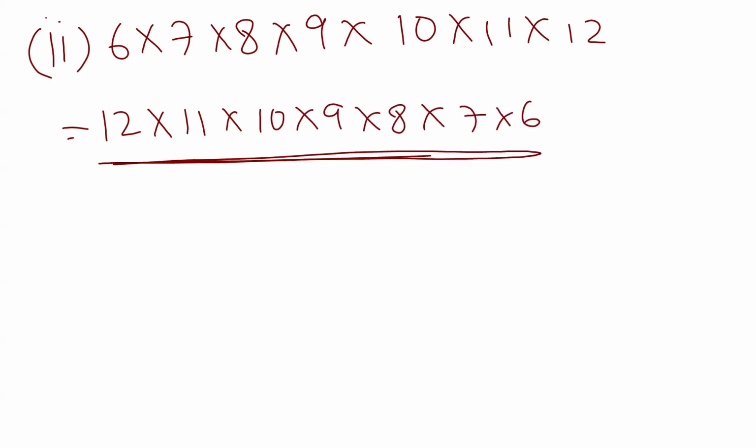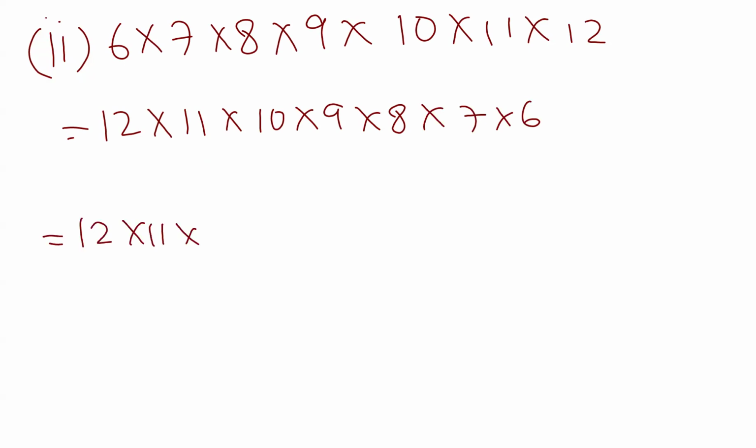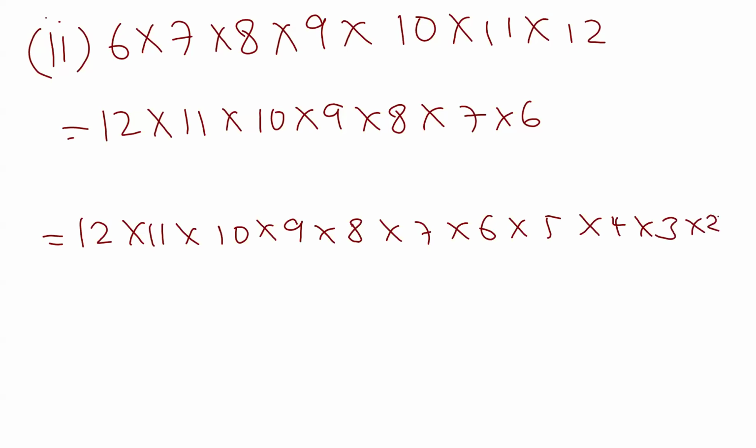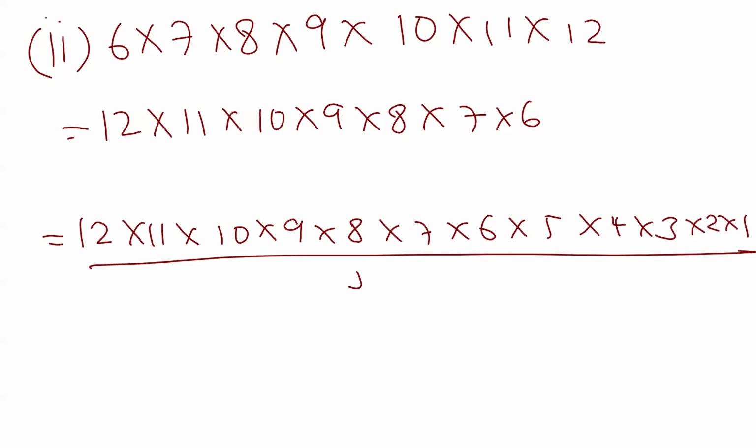Now to make this 12 factorial, we have to complete the series. So multiply and divide by 5, 4, 3, 2, 1. So I multiplied by 5, 4, 3, 2, 1, and I divided by 5, 4, 3, 2, 1. So this is equal to 12 factorial upon 5 factorial. This was question number 1.